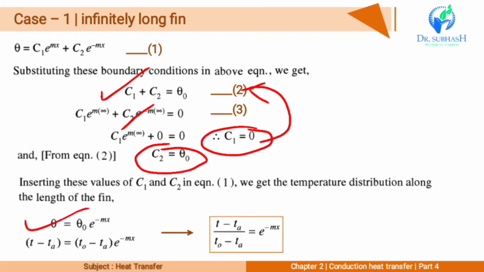We know that theta is equal to T minus Ta and theta 0 is equal to T0 minus Ta. So we can write (T minus Ta) divided by (T0 minus Ta) is equal to e^(-mx). It is a very important equation. We can use this equation at any finite length when we want to find the temperature.